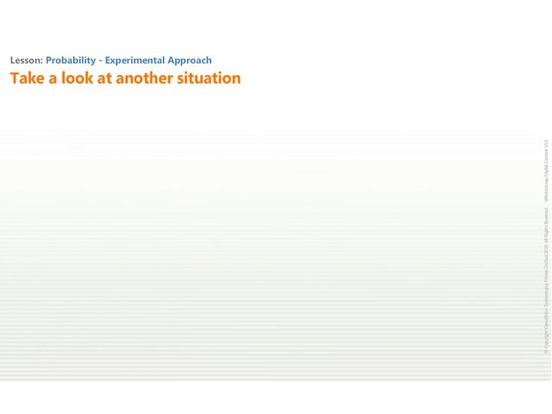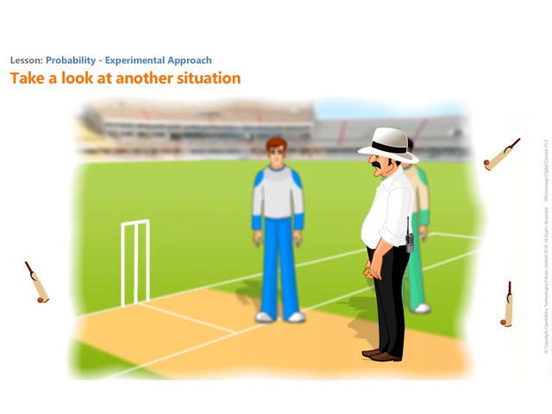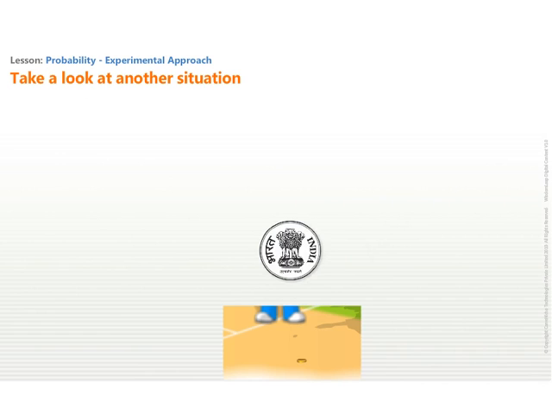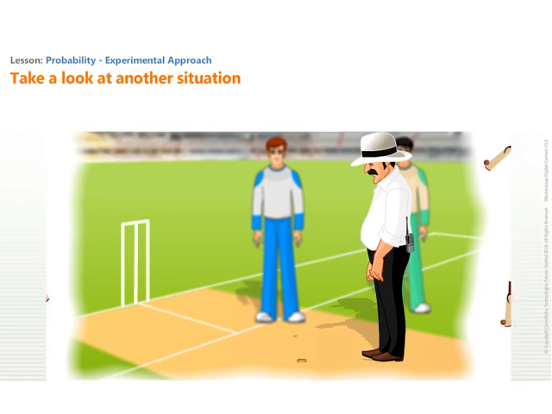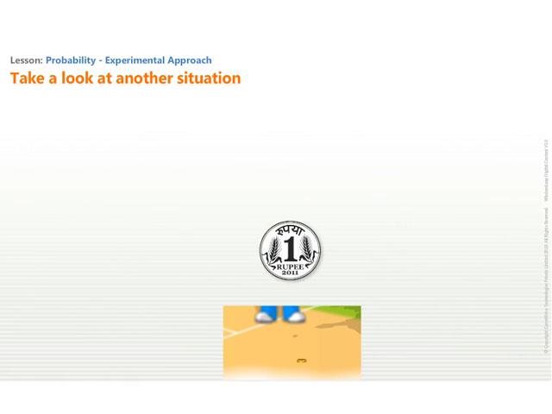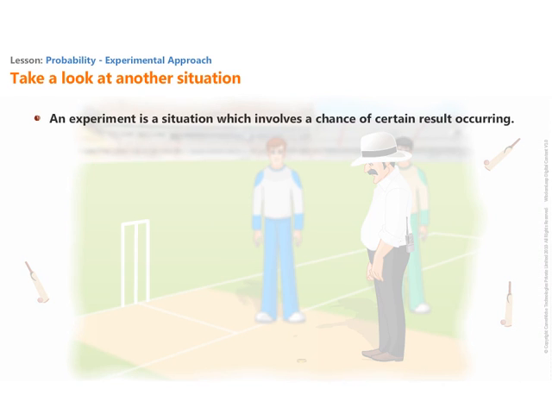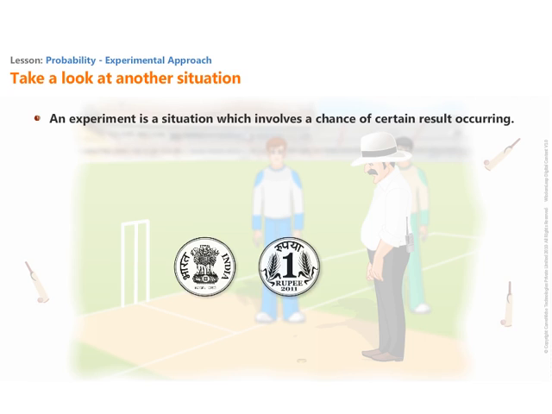Now, take a look at another situation. Krish is experimenting with tossing a coin. The possible outcomes of the experiment are that the coin can land only in 2 possible ways, either head up or tail up. We know that an experiment is a situation which involves a chance of certain result occurring. Here, tossing a coin is an experiment which has 2 possible outcomes, namely a head or a tail.